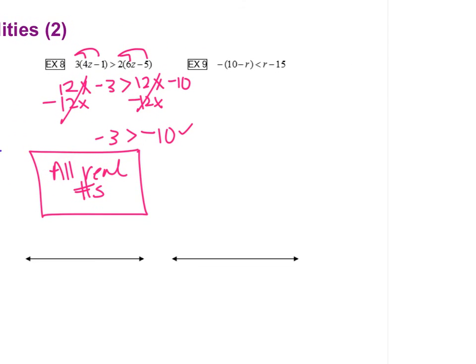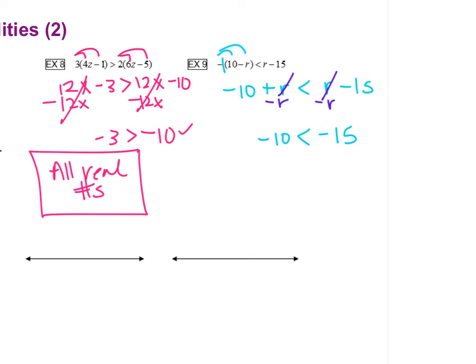Alright, last one over here. I see a negative in front of a parenthesis, so remember, make that a negative 1 so you can distribute. We have negative 10, negative 1 times negative r is a positive r, is less than r minus 15. So we have an r and an r. We know if we subtract the r's from both sides, they will cancel. So if you do this step in your head, that's fine with me. If you cancel them out, I know what you're doing. Carry down, we have negative 10 is less than negative 15.